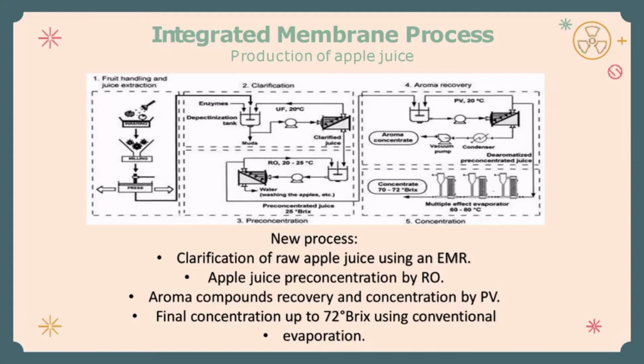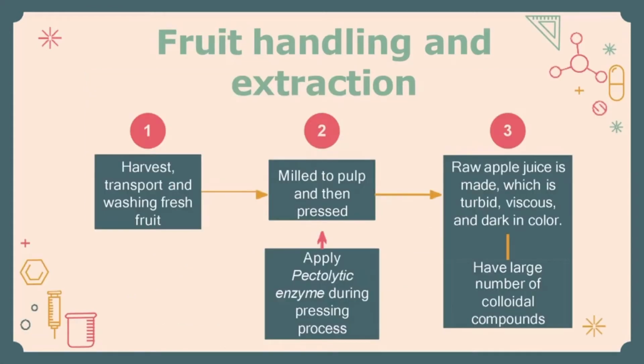Next, I will explain the integrated membrane process for the production of apple juice concentrate and apple juice aroma step by step. Firstly, it started with the fruit handling and juice extraction. In this process, harvesting, transporting, and washing fresh fruits are the first steps of the process. After washing the apples, they are milled to a pulp and then pressed. Catalytic enzymes are often applied to the pulp during the pressing process.